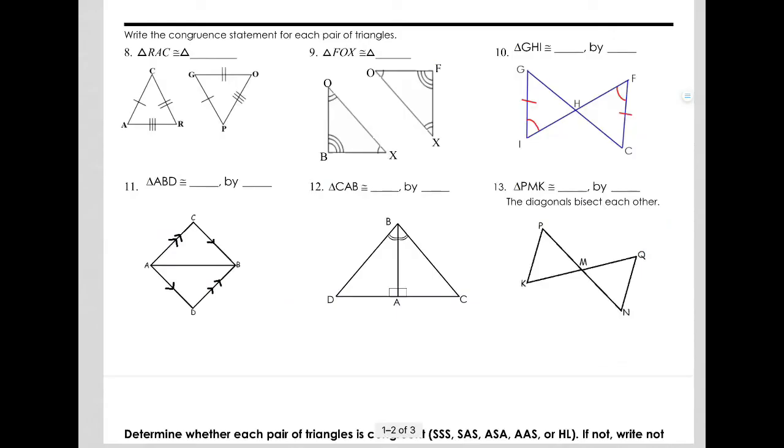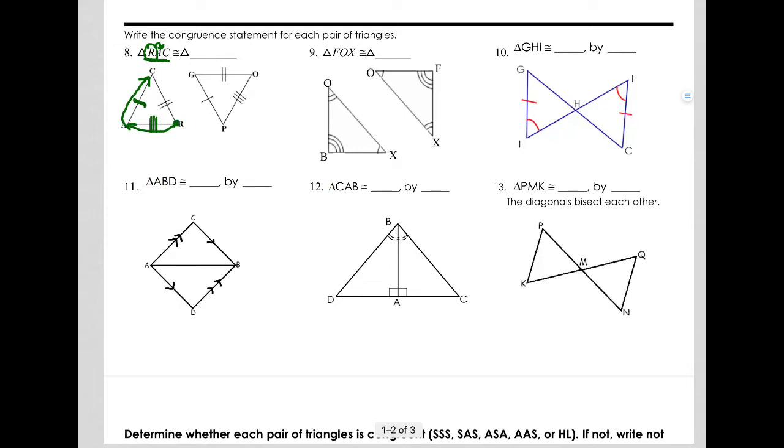Alright, so for this next section, we're writing the congruent statement for each pair of triangles. So basically, we know that the two triangles are congruent because it doesn't tell us here to figure out what they're congruent by on number 8. So I'm just looking at the order. RAC, notice R is here. Then it goes to A. Well, A goes across this 3 tick mark side. That was definitely 4, but 3 tick mark side. And then it goes to C, which is across the 1 tick mark side.